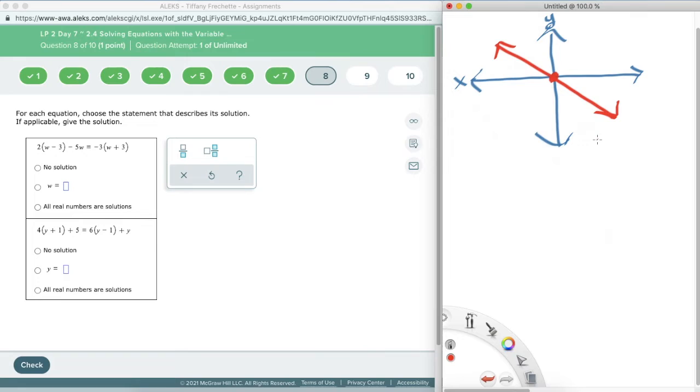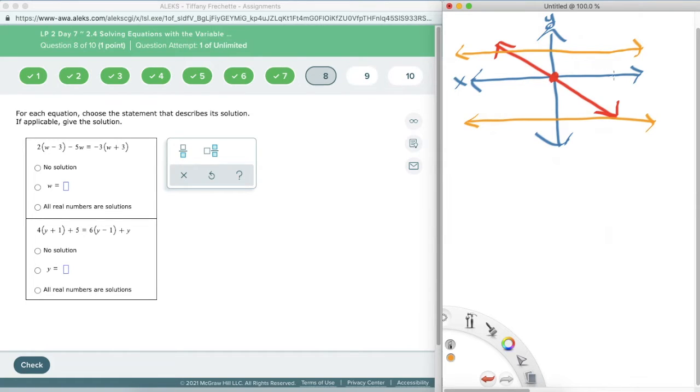If we have no solution, and I'll use a different color here, that means it's parallel to the x-axis like this. It's never going to touch it. So it never actually crosses the x-axis. And it can be above, it can be below. It doesn't matter exactly where it is, as long as it never crosses this x-axis.